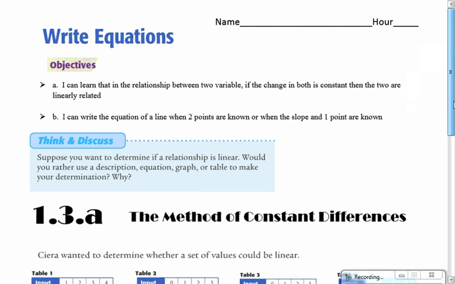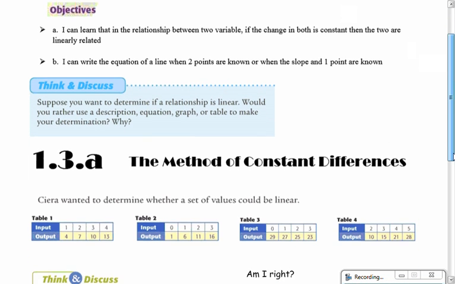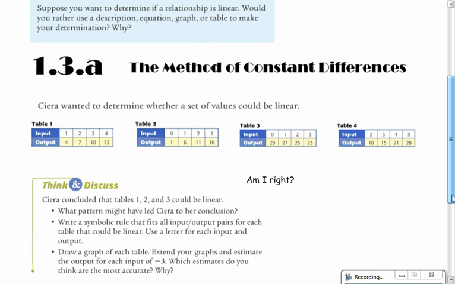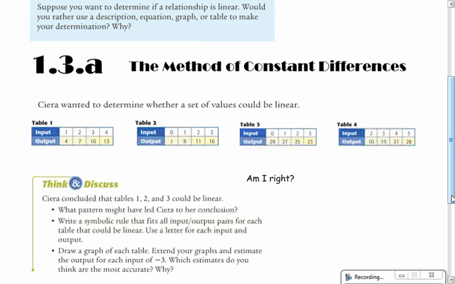Okay, students, this is lesson 138, the method of constant differences. In this lesson, we're going to learn that in the relationship between two variables, if the change in both is constant, then the two are linearly related. So we have another way of finding out if there's a linear relationship. And then if there's a linear relationship, we can write a rule for that.